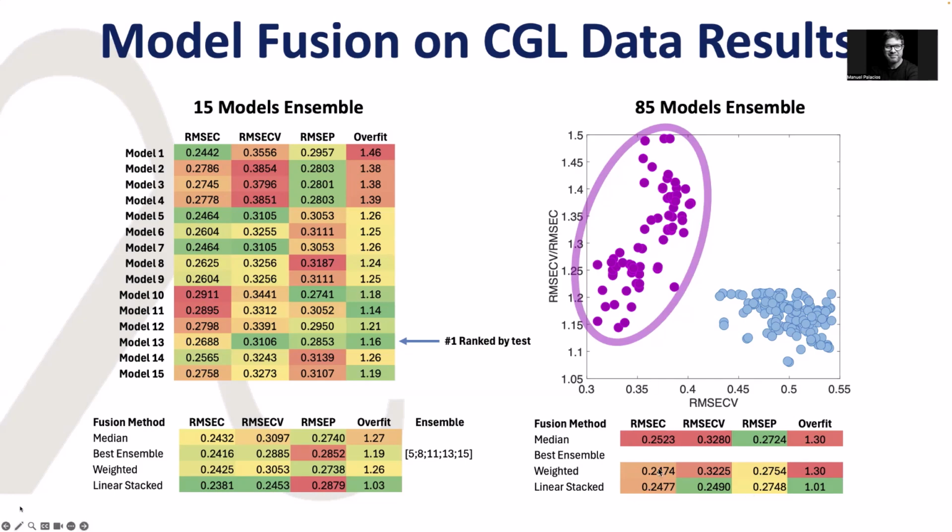All right, so the results for those are in the bottom right. And of course, there's no best ensemble because we are not calculating the 25 million combinations of 85 out of 85 models. But you can see here that we have the weighted and the linear stacked. The weighted is the one that is weighted by the error of cross-validation, and the linear stack is the one that has the meta model.